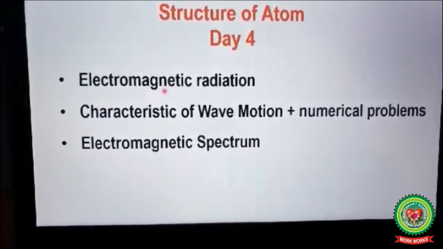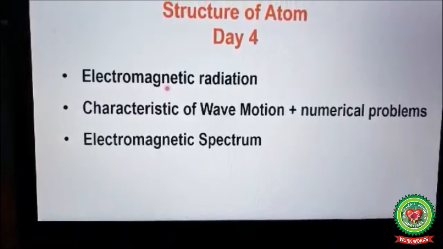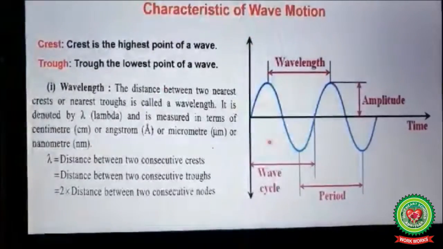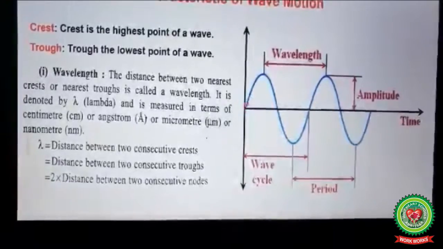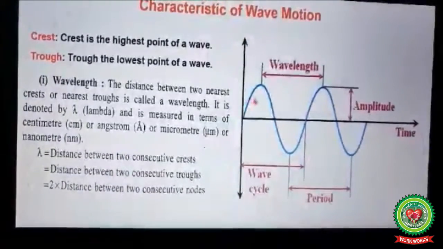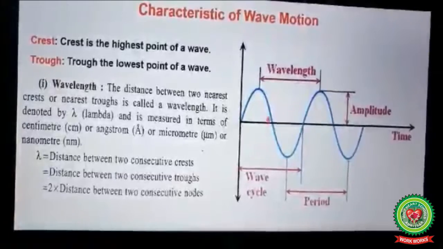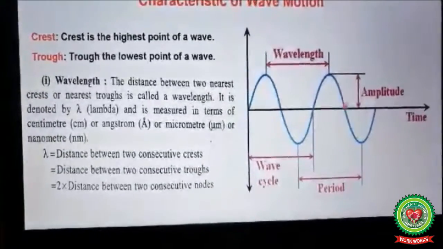Now let's move to our next topic, the characteristics of wave motion and its numerical problems. Waves can be of different sizes. You can see a diagram here. The wave starts from here and this much is it. But if it only starts from here, it goes like this. So we need to know how we are supposed to measure a wave.